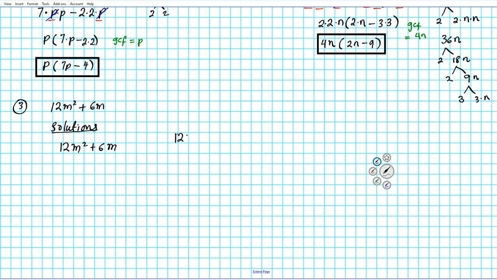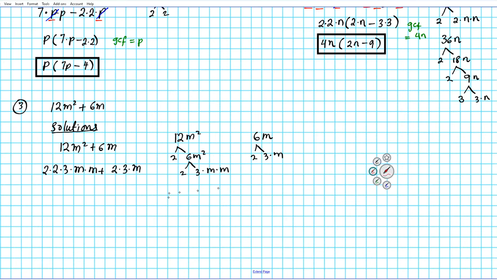Let's start with 12m squared. So 2 goes into 12, since it's even, 6 times. 2 goes into 6 3 times. And then we can write m squared as m times m. All right, so 12m squared broken down is 2 times 2 times 3 times m times m. All right, so let's break down the second term. 2 goes into 6 3 times. So 6m, in decomposed form, is 2 times 3 times m.